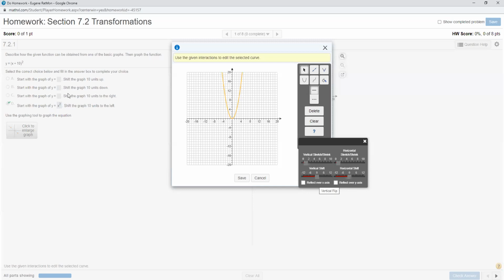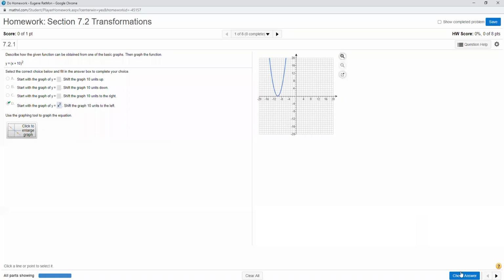So we said up here, we're going to shift the graph 10 units to the left. So go to your horizontal, which is left and right, and you went 10 units left. So bring this little slide control over here to a negative 10. Notice it moves the graph for you. So you pick it and then you slide it with this. Save that, and then you check your answer.